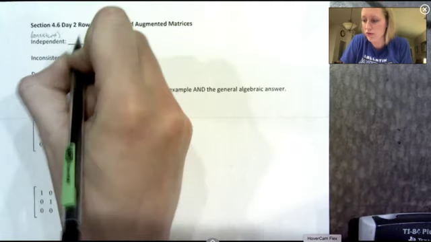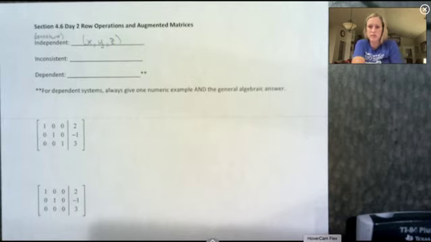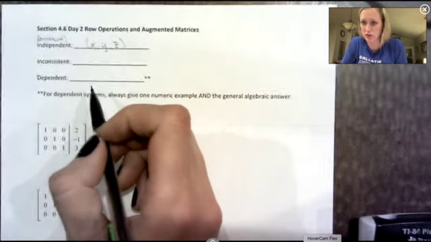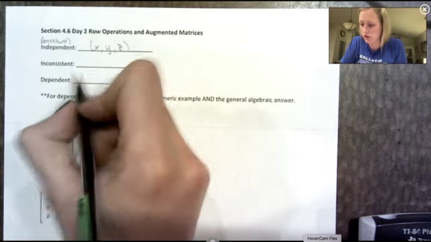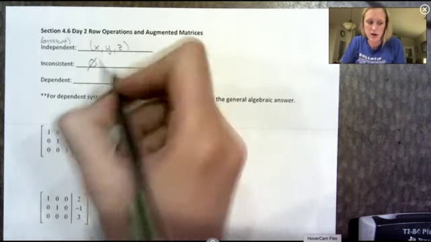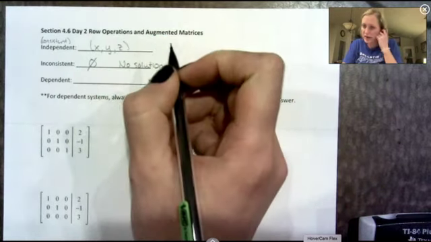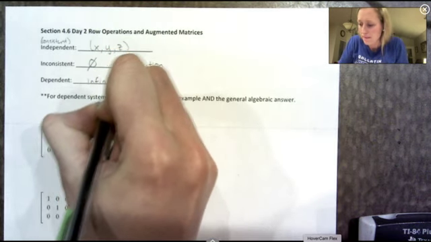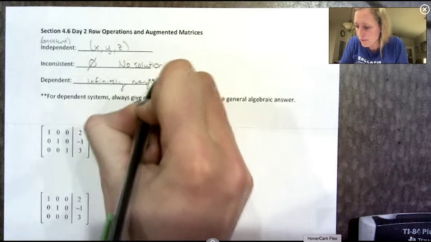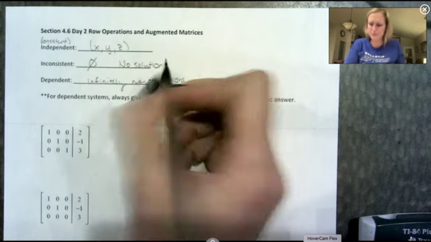Okay, that's when I have one solution where I get an x, y, and z, using the example for a 3-variable matrix or system. Inconsistent is when there is no solution, so we can use the empty set symbol or just write no solution. Okay, dependent is when we have infinitely many solutions, and we call that consistent as well.